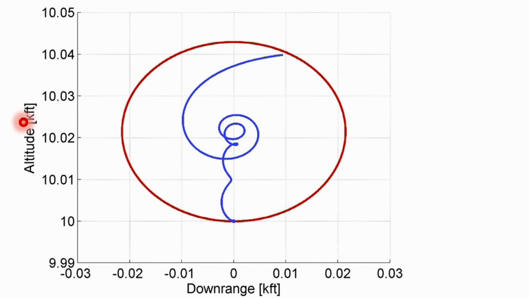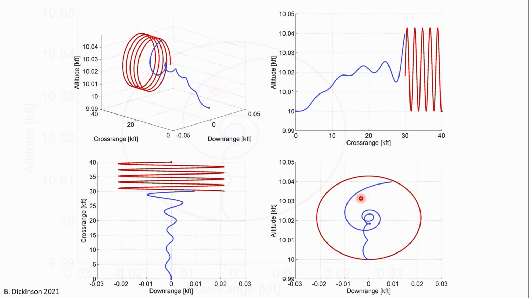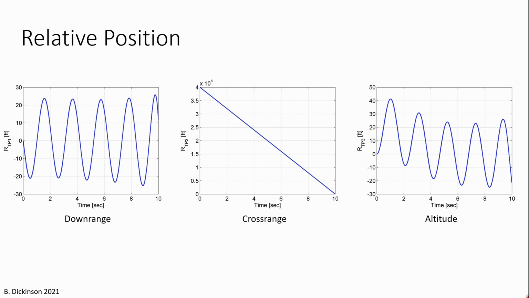Finally, altitude versus downrange. We see the spiraling behavior of the pursuer as it responds to the target in order to establish the collision triangle. These are plots of relative position versus time in each coordinate direction. You can also think of this as range to the target resolved in each coordinate direction as a function of time.